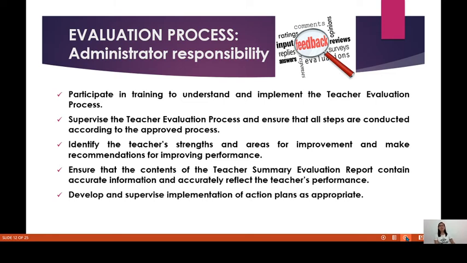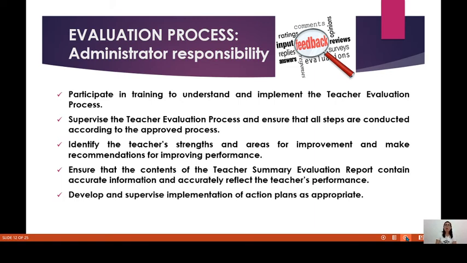Participate in training to understand and implement the teacher evaluation process. So he or she must have the knowledge. Supervise the teacher evaluation process and ensure that all steps are conducted according to the approved process. Of course, identify the teacher's strengths and areas for improvement and make recommendations for improving performance. Mostly our master teachers do that as administrator responsibility. Ensure that the contents of the teacher's summary evaluation report contain accurate information and accurately reflect the teacher's performance.